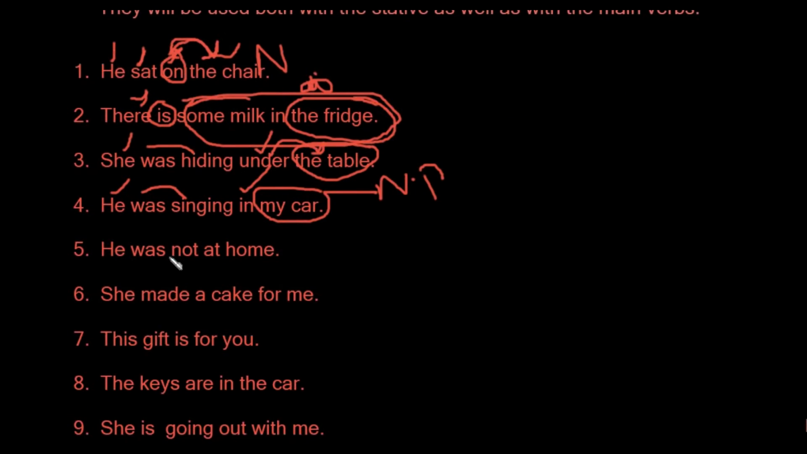The fifth one: he was not at home. So he is a subject, was is a stative verb, and not at home. It is a negative sentence and a complement sentence because we have a stative verb here, which is was. At is a preposition and home is a noun. Not makes it a negative sentence, we know that.